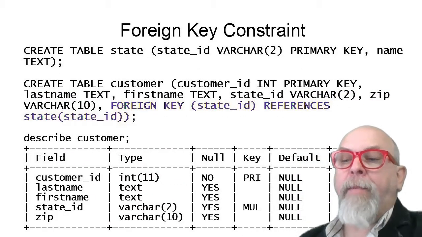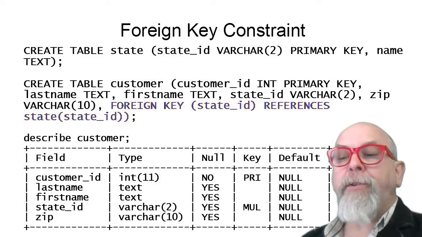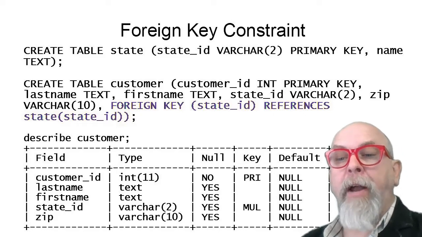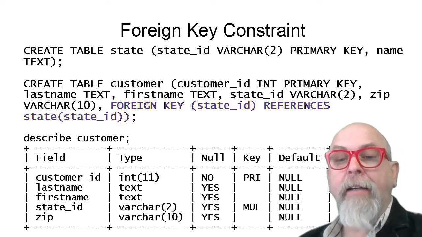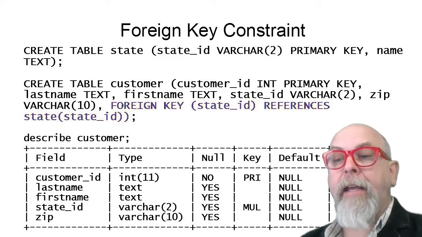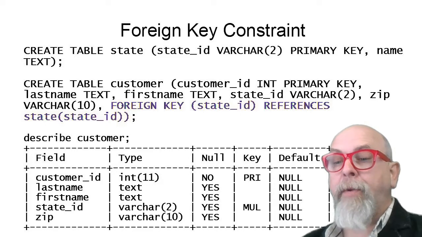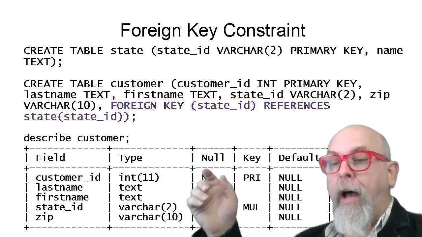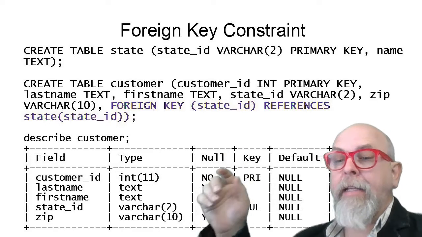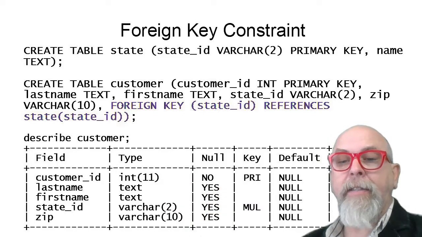In this example, I'm creating two tables. The first is the state table, which has a primary key of a state ID. Create table state, state ID varchar 2 with a primary key, and then a name. So it would have OH, Ohio, KY, Kentucky, TX, Texas. You can see the states.